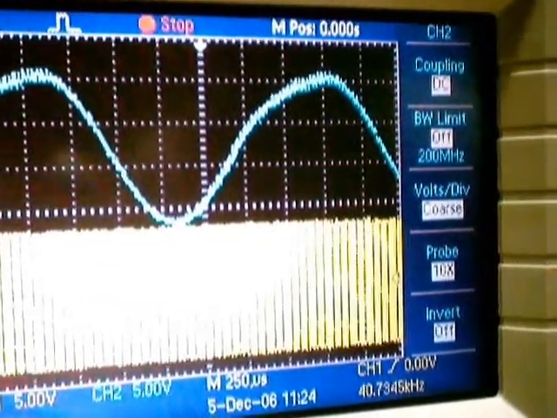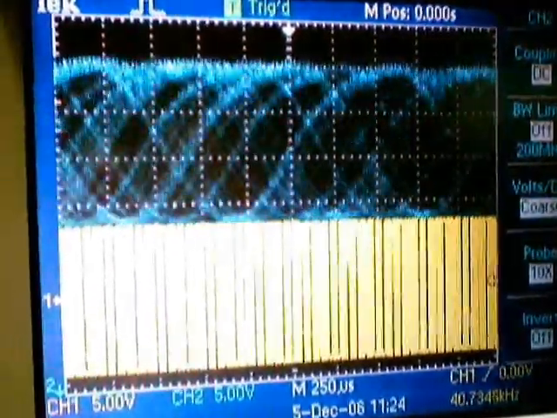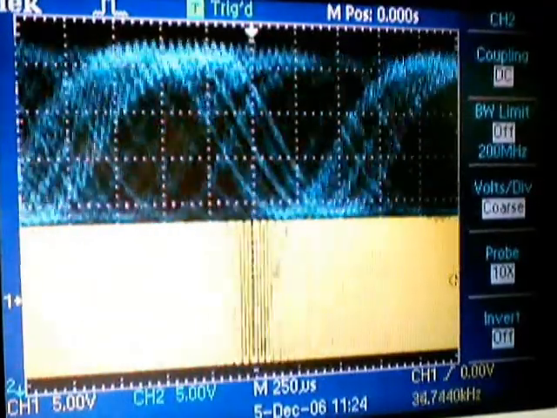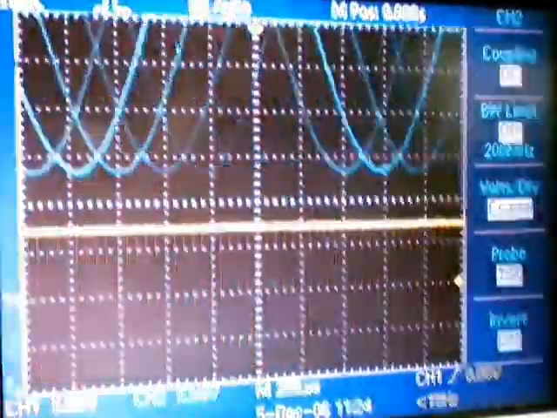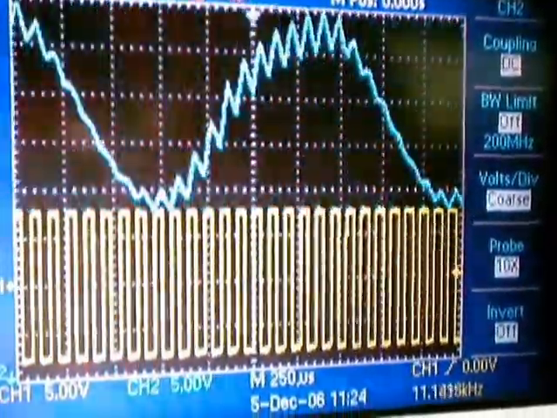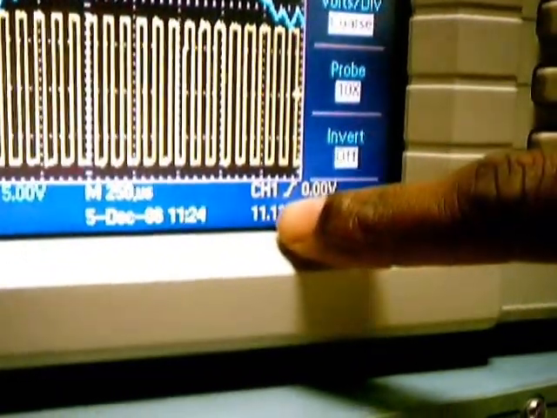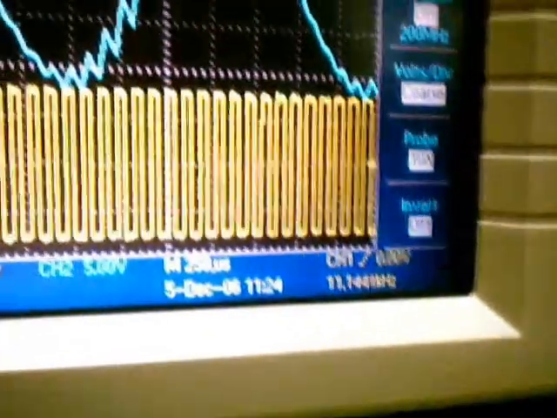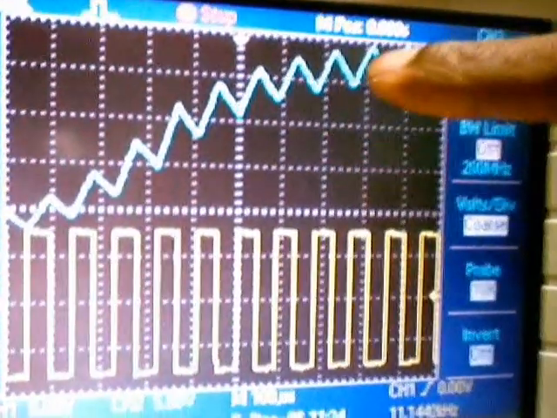increased the carrier frequency. Suppose you want to see how that will affect it: if I reduce the carrier frequency from 40 kilohertz to 10 kilohertz. Now I have reduced the carrier frequency from 40k to 11 kilohertz. You can see the ripple amplitude is slightly increased. So this is the charging and discharging of the capacitor.